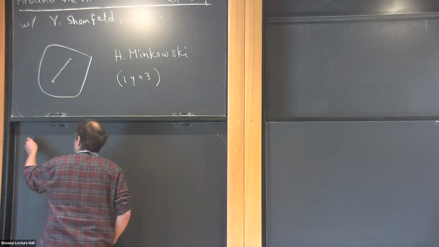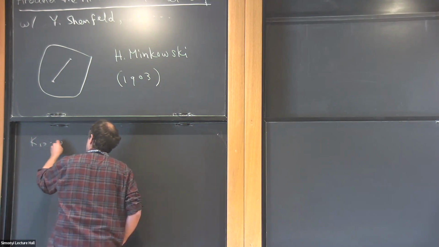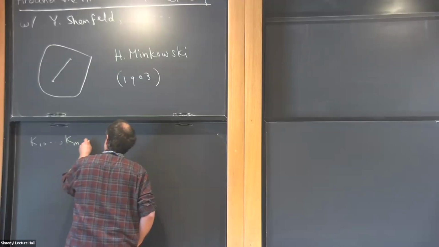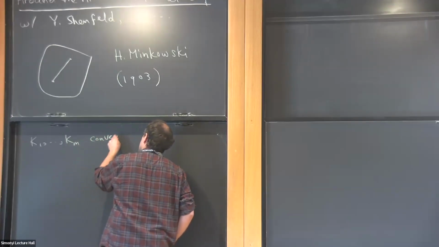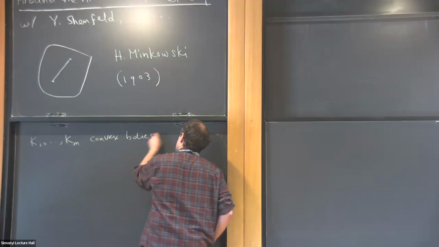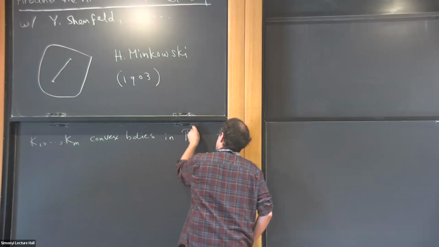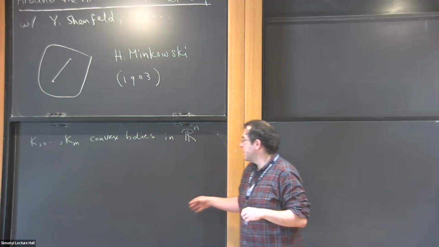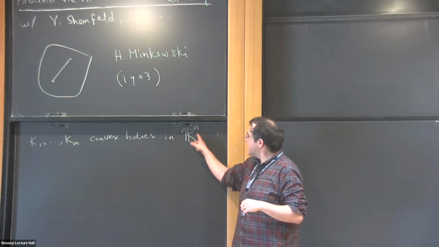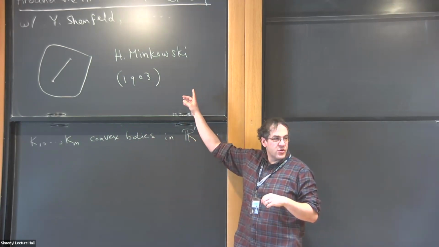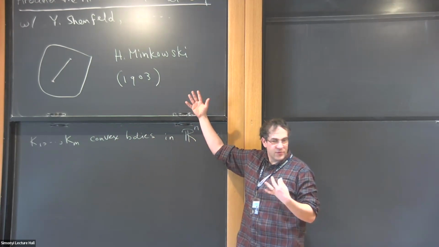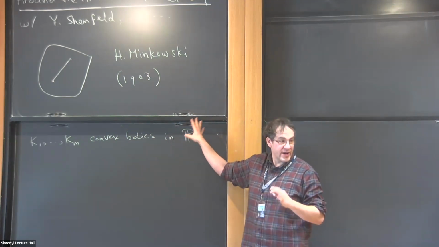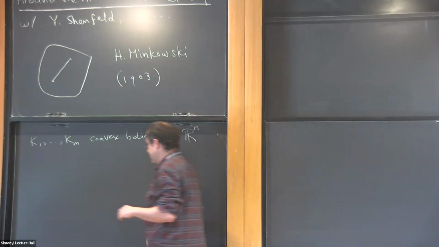So let K1 to Km be convex bodies. A convex body is just a compact convex set. And I should tell you at the beginning that Minkowski's paper only works in dimension 3. Now, that was kind of tradition at the time. I would work straight in R^n in this talk.